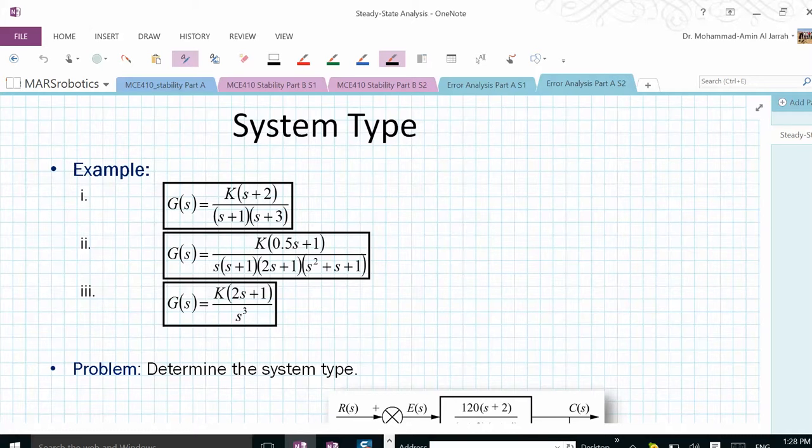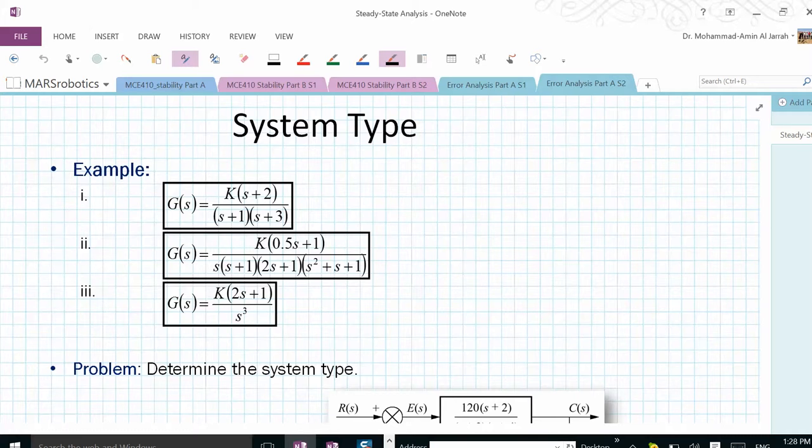Now, what is the steady state error for a step input for the first system? It is constant, right? You don't need to solve. This is constant. What is the value of the steady state error? You can calculate Kp. Kp is K times 2 over 3. So the steady state error is 1 over 1 plus 2K over 3.